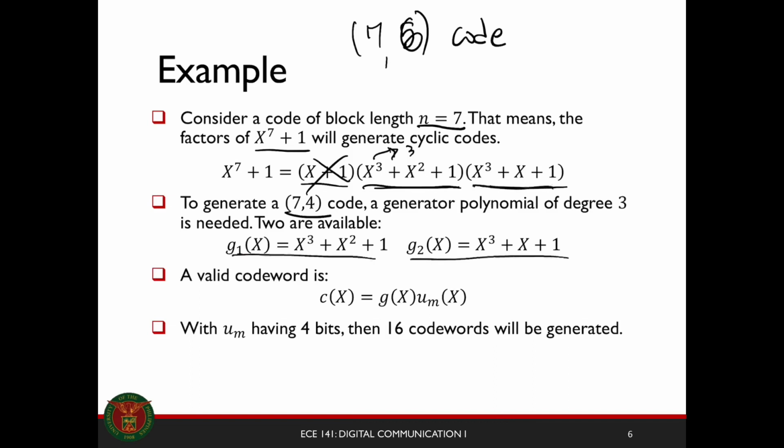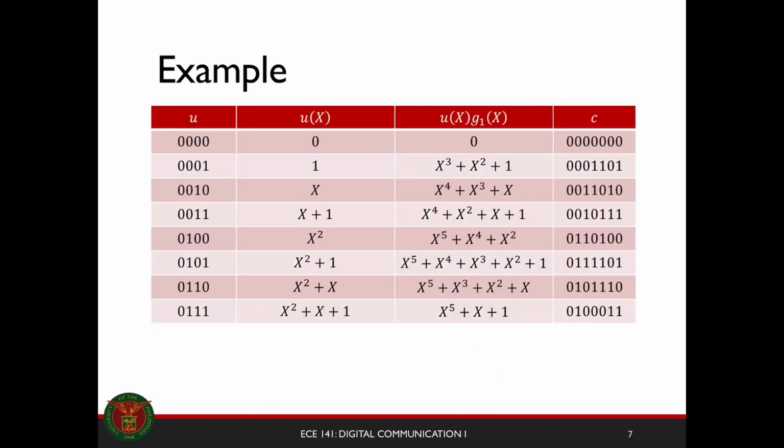And a valid code word is divisible by g of x, so quite simply we multiply all the possible message polynomials by g of x. With 4 bits, given by 7, 4 right here, 16 possible code words can be generated. So let's see. The first 8 is given by this table.